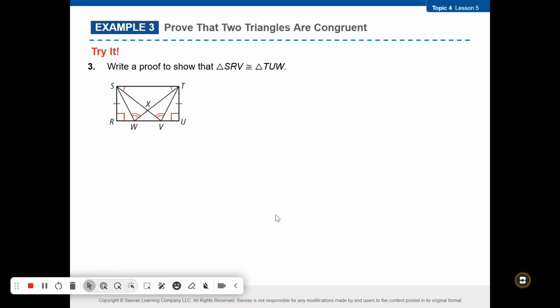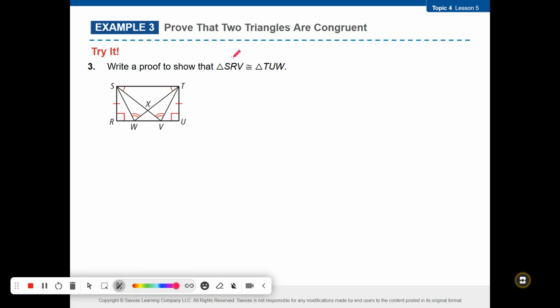Okay, so again, this one we have these 2 overlapping triangles. What I'm going to do is split them right away so you guys can see how that works, but you still have this original picture to work with too, which is nice. So let me draw these. They're talking about, write a proof to show that triangle SRV is congruent to TUW.